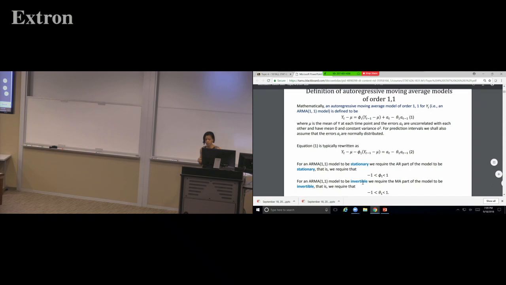Okay. So we looked at stationarity. For stationarity, we have to require the autoregressive part to be stationary. For an ARMA(1,1) model to be invertible, we're going to have to require the MA part to be invertible, and the requirement from last week is that theta 1 needs to be between -1 and +1.